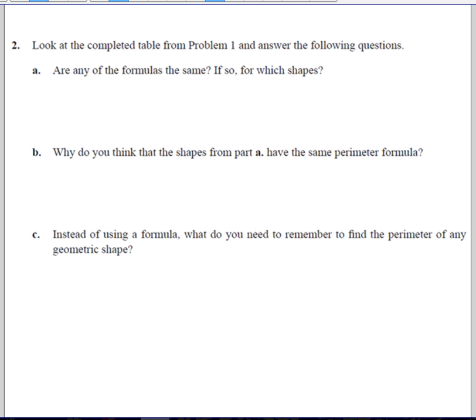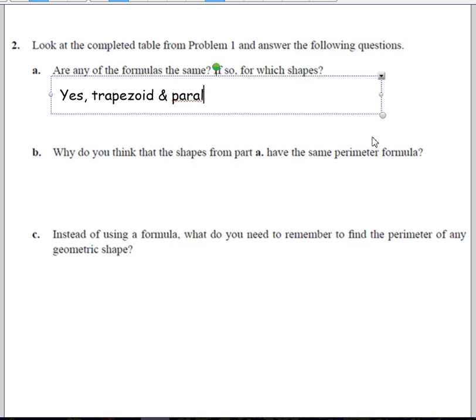Look at the completed table from problem 1 and answer the following questions. Are any of the formulas the same? If so, for which shape? Well, we just talked about the two that have the same, A plus B plus C plus D. And so that's yes. And it is a trapezoid and a parallelogram.